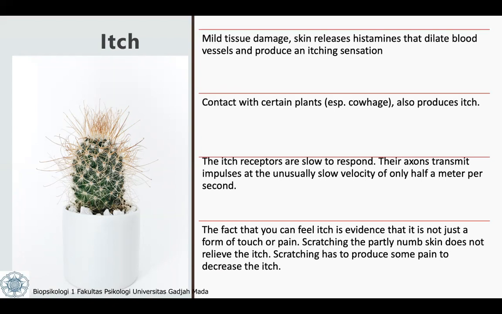Itch is very useful because it directs you to scratch the itchy area and remove whatever is irritating your skin. Vigorous scratching produces mild pain, and pain then inhibits the itch. Opiates, which decrease pain, actually increase itch. This inhibitory relationship between pain and itch is clear evidence that itch is not a type of pain. Further evidence is the demonstration that blocking itch fibers does not reduce pain.